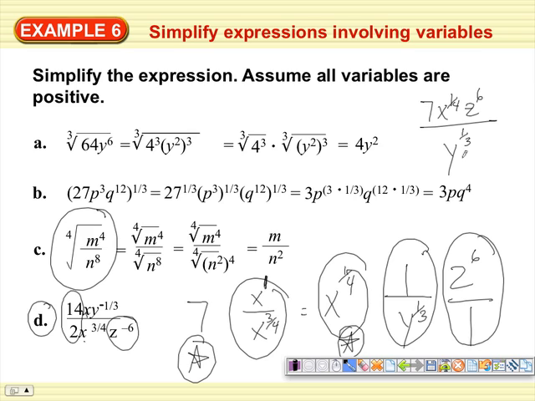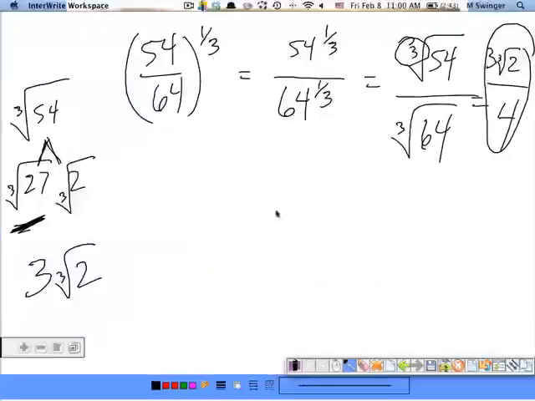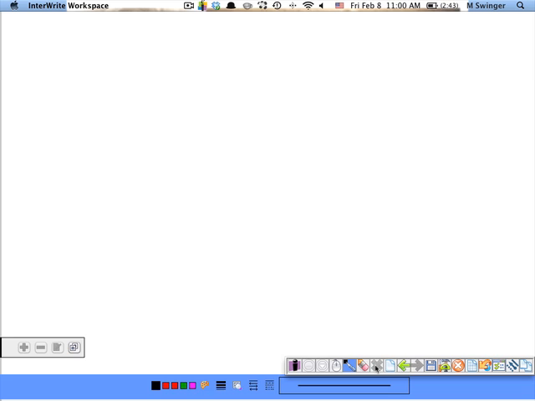y to the 1/3 really means cube root y, which means there's a radical down below. You cannot have a radical down below. So make a note here. If you get fractional exponents in the denominator, you're going to have to rationalize them. So the question is, I'm going to write this on a new screen. How do you rationalize 7x to the 1/4, z to the 6th, all over y to the 1/3? Let's change the form.